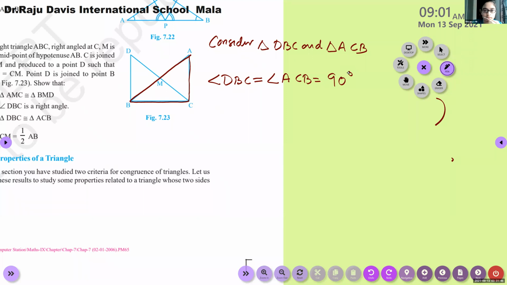Which one do you say? No, ma'am, the same I said, DBC and ACB. Anything else? Ma'am, BC is equal to BC. Very good. BC is common to both. Then?